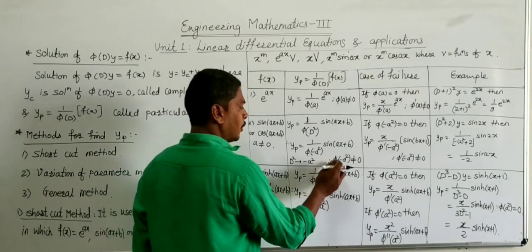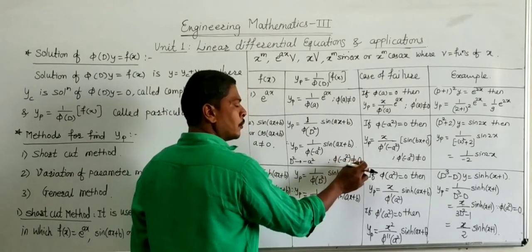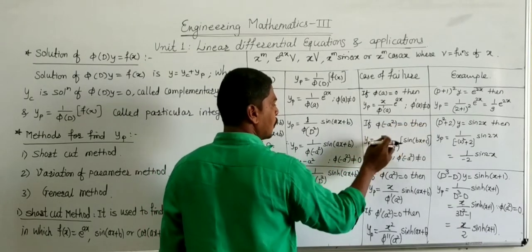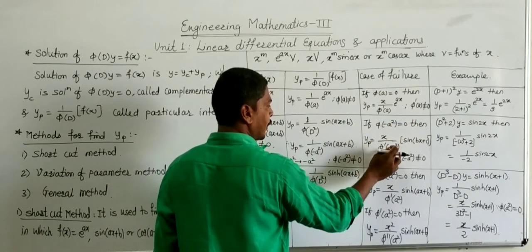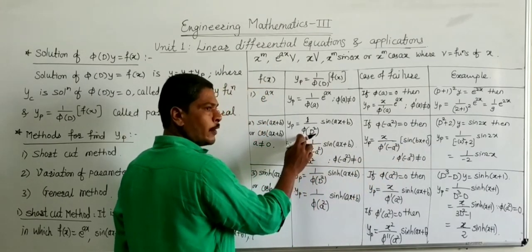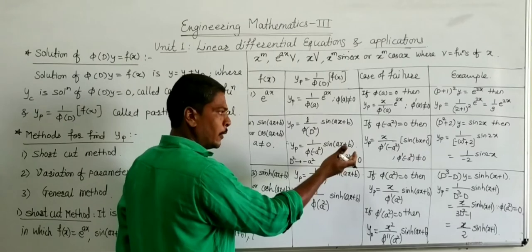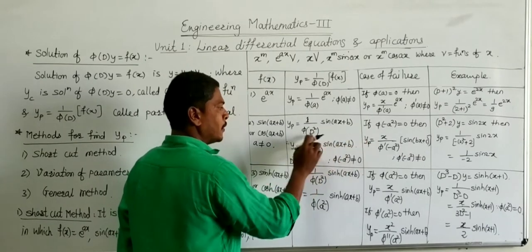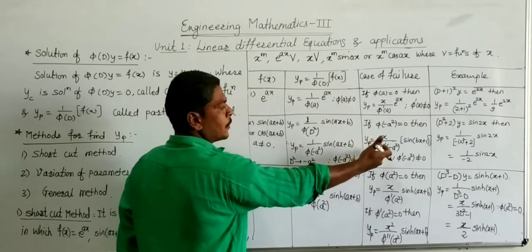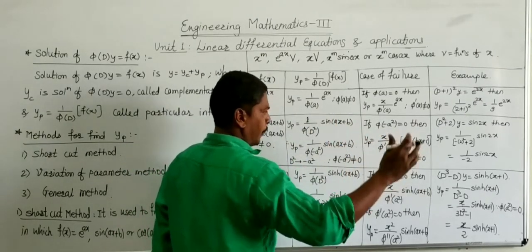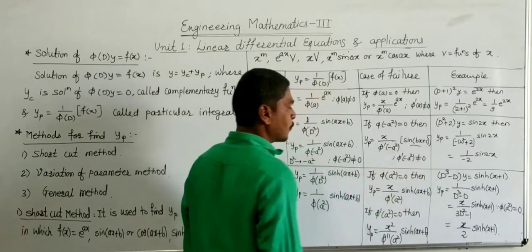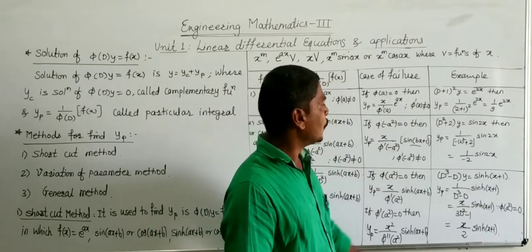Here the condition becomes: phi of minus a square must be non-zero. If phi of minus a square is equal to 0, then yp becomes x divided by phi dash of minus a square. Phi dash means the derivative of this phi function of d with respect to d. Then replace d square by minus a square everywhere, and the function stays as it is, with phi dash of minus a square not equal to 0.